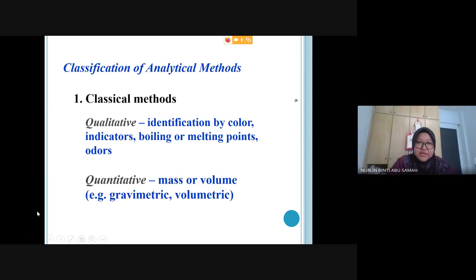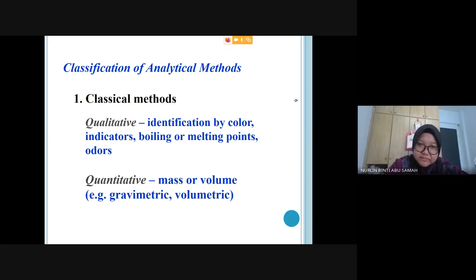Now let's look at the classical method. For qualitative, you can identify by color changes, indicator, boiling or melting points, or odors. This is something that tells you about something that has a big error. But when we look at the quantitative, it is a more accurate analysis.